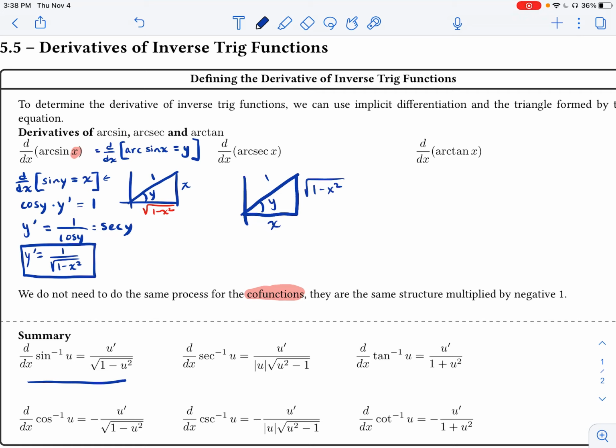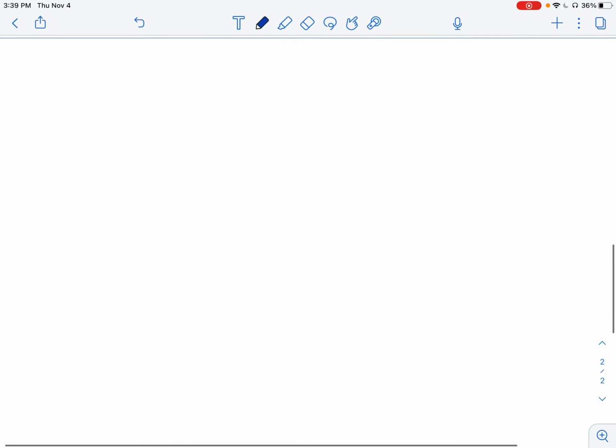So all of our cofunctions, arc cosine, arc cosecant, arc cotangent, are really just their cofunctions' derivatives multiplied by negative one. So I won't derive all those. But I do want to talk briefly about the derivative of the arc secant of x. And let me actually move down so I have some space to work with here. Let's find the derivative of the arc secant of x.